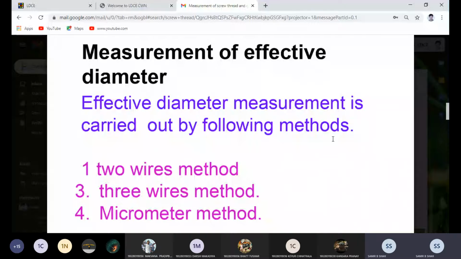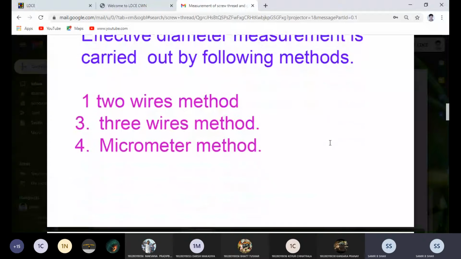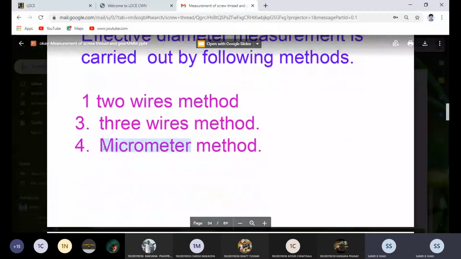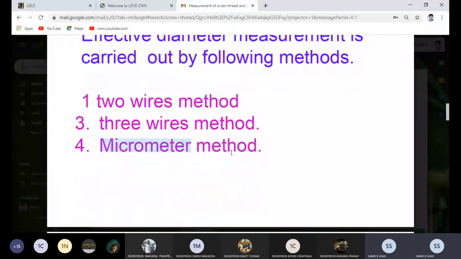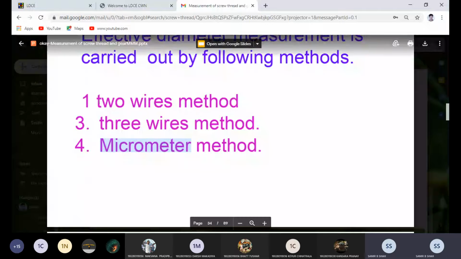Effective diameter is one of the most important dimensional measurements of screw thread, which plays a very important role in the perfect fitting of the mating thread. Whenever we mesh two threads, this effective diameter, or what we consider the pitch diameter, is very important. Most probably, as discussed here, it may be measured with the help of a micrometer, and the second method is one wire, two wire, and three wire.